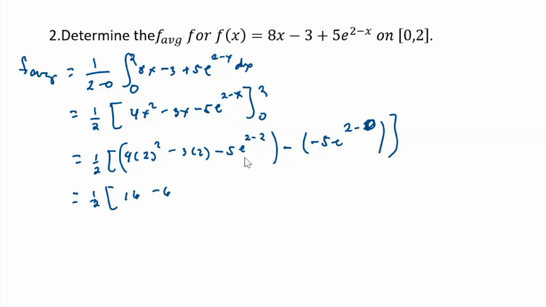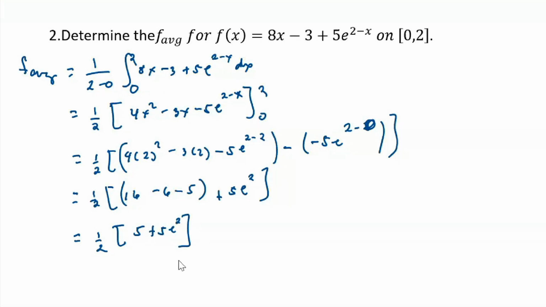It gives us e raised to 0. E raised to 0 means 1. So 1 times -5, we have -5. And then minus 5e raised to 2 minus 0 is e raised to 2, with the negative outside. Then this becomes positive 5e raised to 2. So simplifying, we have 1/2 times 16 minus 6 minus 5, which will give us 5. And the second term is 5e raised to 2. You can stop here, or you can factor out 5.